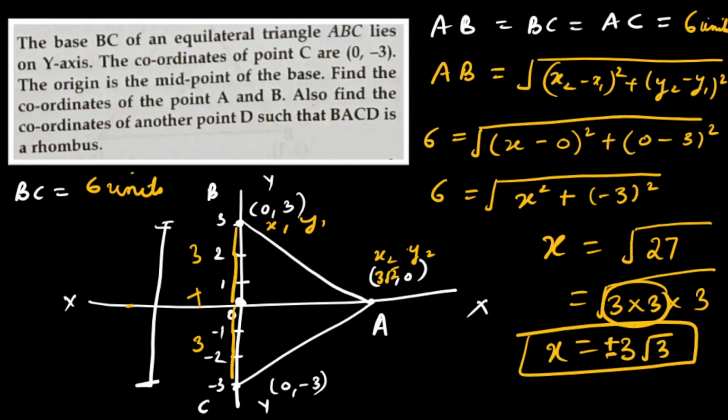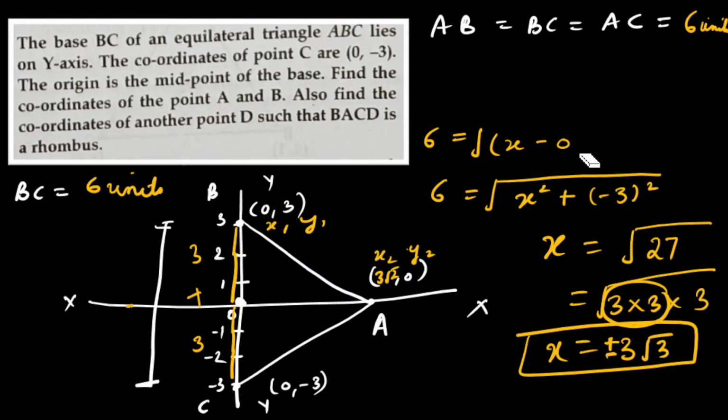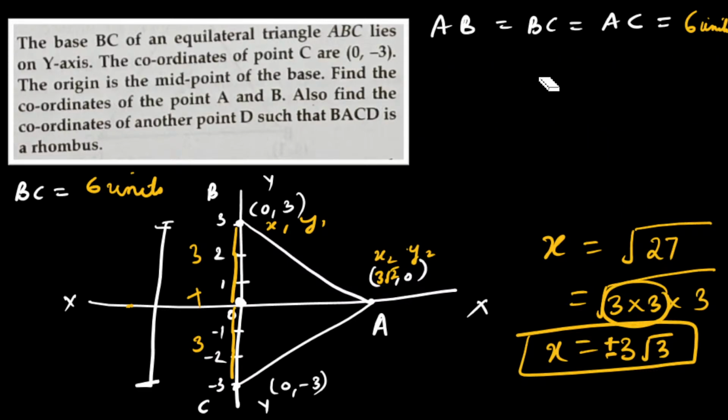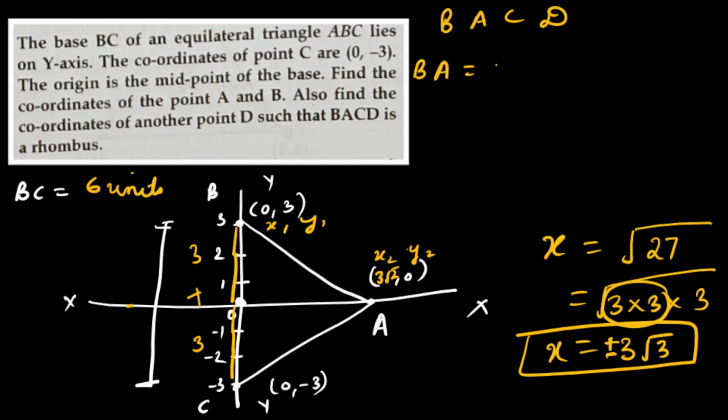But let's read the last part of the question. Find the coordinates of another point D, where BACD is a rhombus. So what is the definition of rhombus? One property you have to tell me when I'm asking the definition, not in one sentence. So BACD, yes, all sides are equal. If BACD is a rhombus, that means BA equals AC equals CD equals BD. So all the sides are equal.